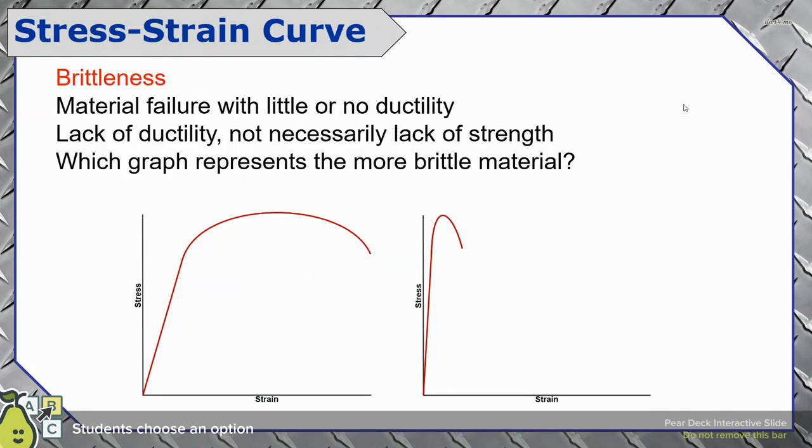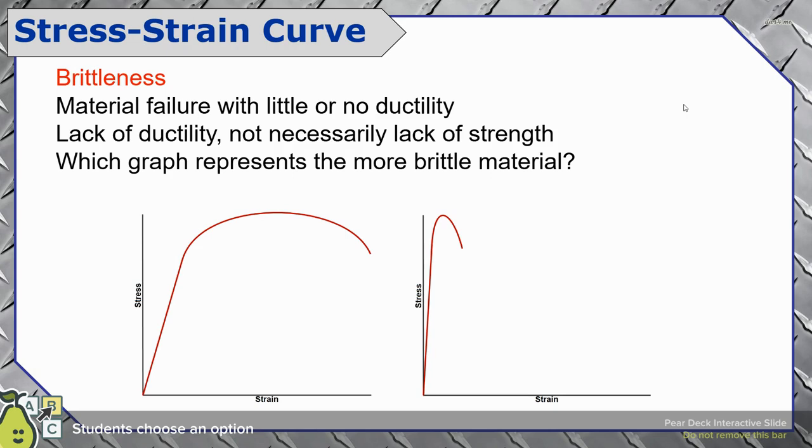Brittleness is material failure with little or no ductility. This is a lack of ductility, but not necessarily a lack of strength. Brittle materials can be just as strong as ductile materials. That is, they can reach the same ultimate tensile strength. The difference is how they behave after reaching that point.